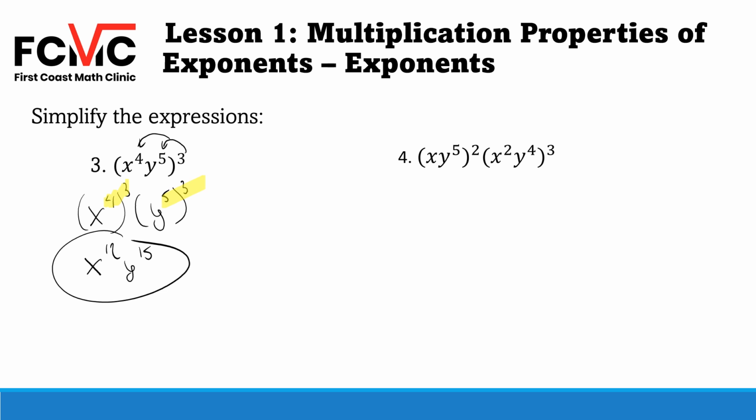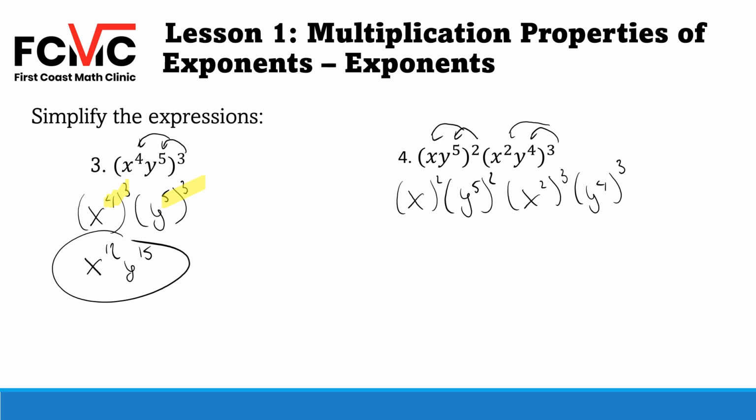Same thing here. So let's distribute that exponent of 2 in the parentheses and distribute the exponent of 3 in the parentheses. So it's going to be x to the second, y to the fifth to the second, x to the second to the third, y to the fourth to the third. Now our power to a power rule, we know that for this x here, there's a 1 there as the exponent. So 2 times 1 is going to give us x to the second. So we're multiplying our exponents. y to the 5th to the second is going to give us y to the 10th. x to the second to the third is going to give us x to the 6th. y to the 4th to the third is going to give us y to the 12th.